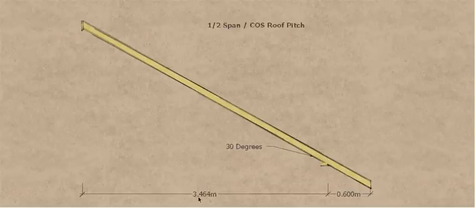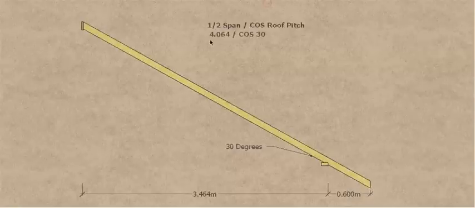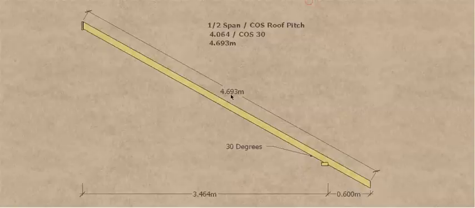So 3.464 plus 600 is going to give us 4.064. Divide that again by cos of the roof pitch and it will give us an overall rafter length of 4 meters 693 millimeters.